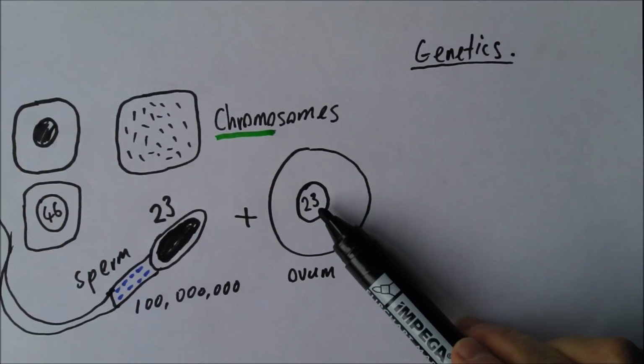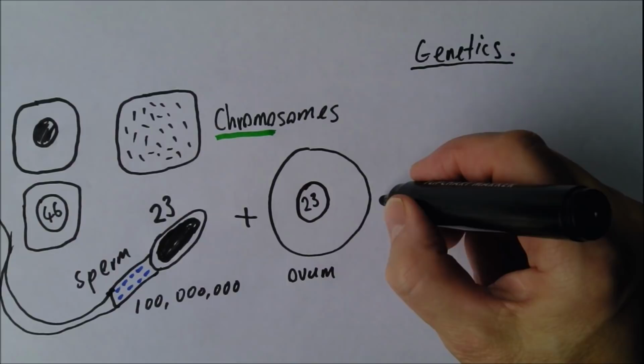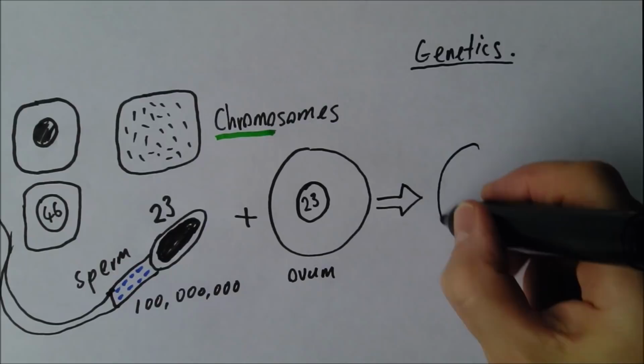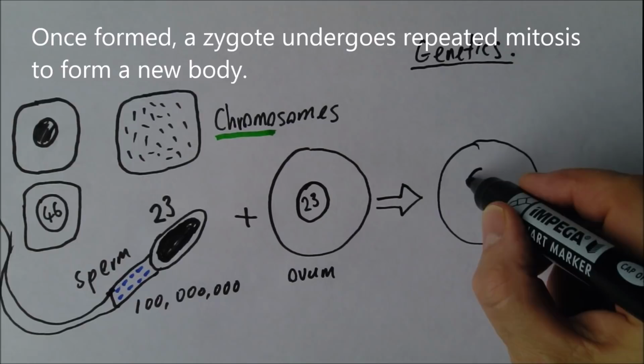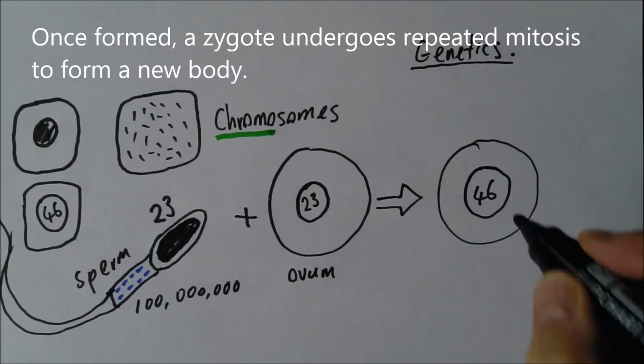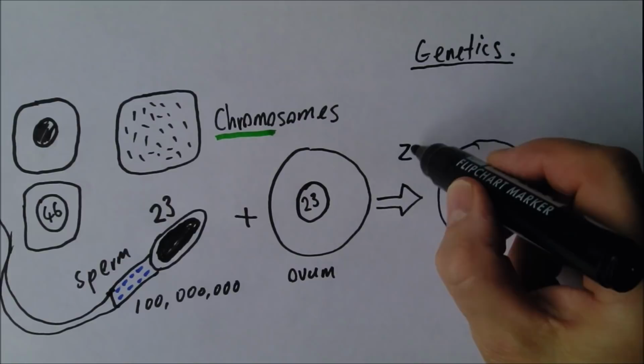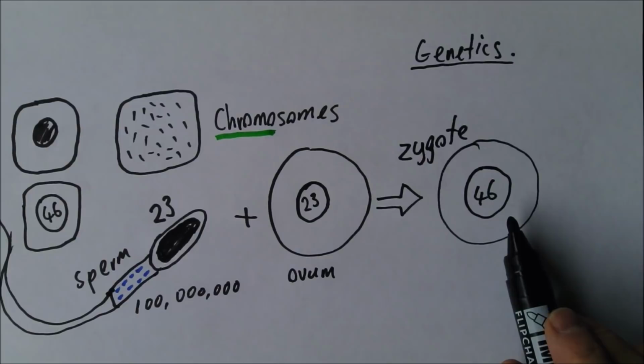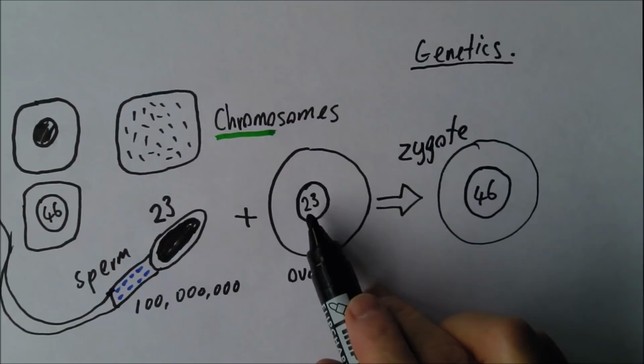So it's not hard to see that the 23 plus the 23 goes to form one new cell, which contains 23 pairs. So this newly formed cell will contain 46 chromosomes again. And this single newly formed cell is called a zygote. So a zygote is the fertilized egg cell. 23 chromosomes from your dad, 23 chromosomes from your mum, gives you 46 chromosomes.